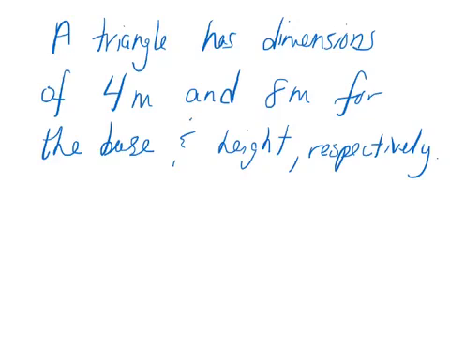Joe, explain to us what respectively means. 4 meters is the base, 8 meters is the height. Good. In that order, please. In order. The word respectively means that 4 is the base and 8 is the height. It does not mean that the base is smaller and the height is bigger. It does not matter. The base could be bigger, the height could be bigger. It does not matter which is bigger. It means the order in which the material was presented. Okay?